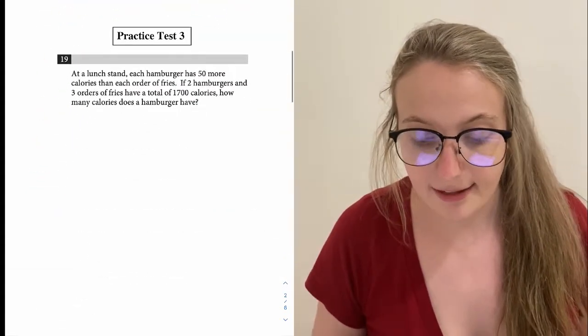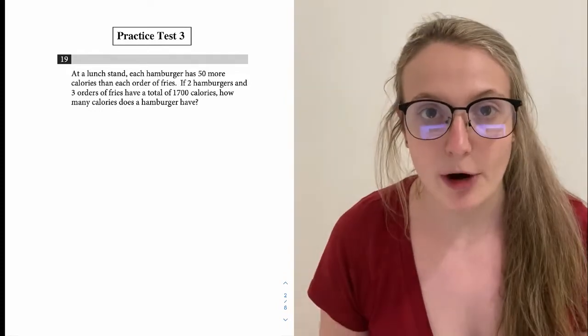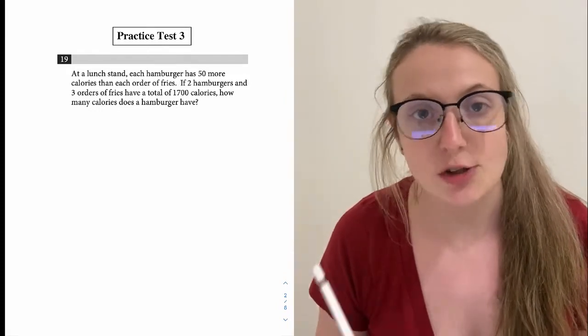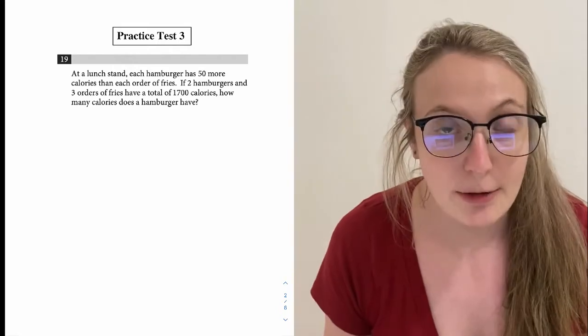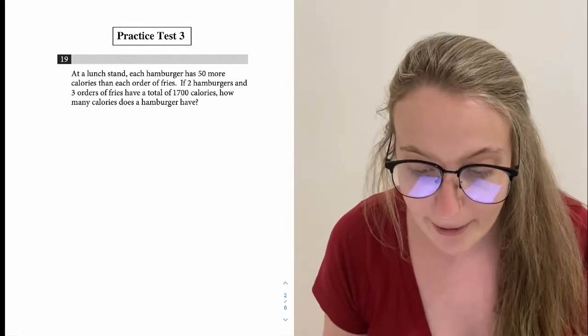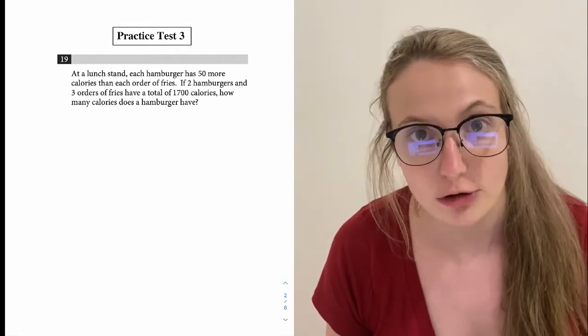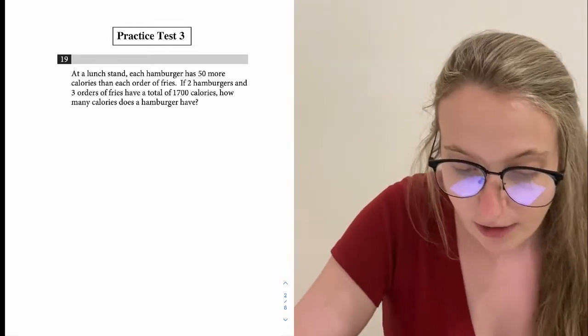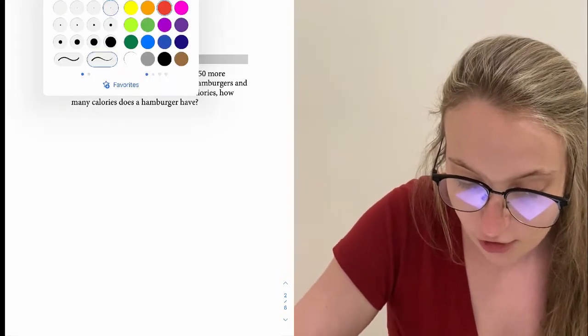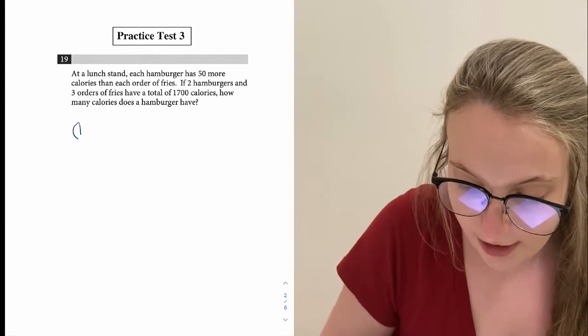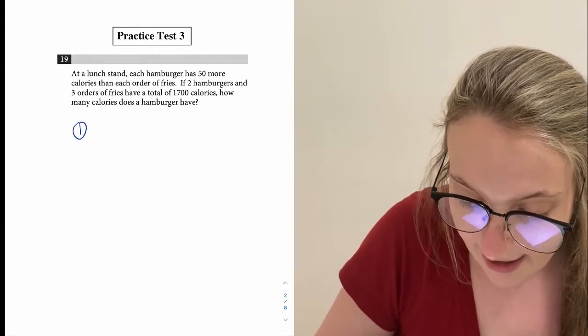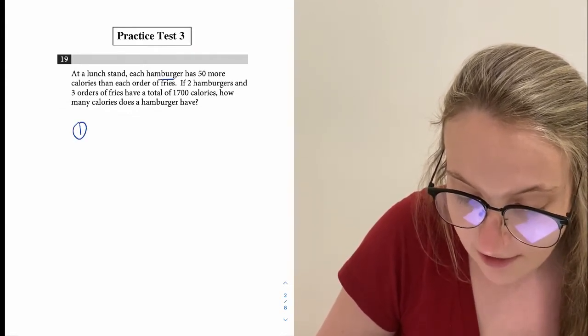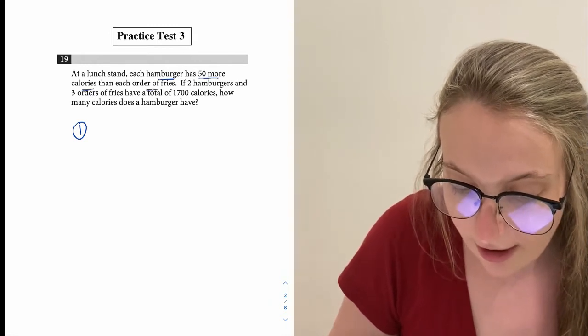All right, let's check out number 19. So again, we're going to need to generate 2 equations. So in this case, we're not talking about money. We're talking about the number of hamburgers and fries and the calories associated with each item. So let's go ahead and set up our 2 equations. So the first equation here, we know that each hamburger has 50 more calories than each order of fries.